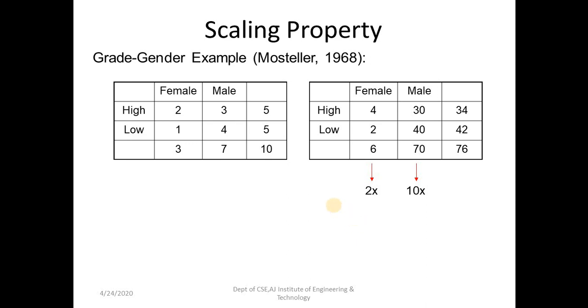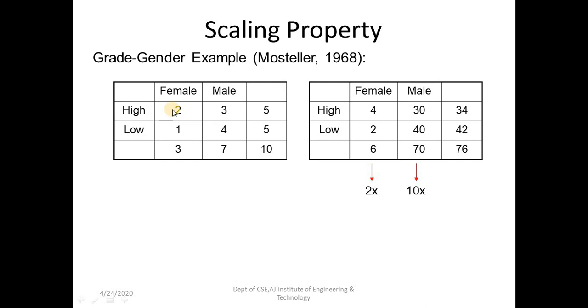Next property of objective measure is scaling property. Now see these two contingency tables which show the grade gender example. For female and male, grade is high and low. Now this is a table taken during a different time period. Let us assume that this was the contingency table showing the grade gender example in 1968, whereas this was the contingency table in 2004.